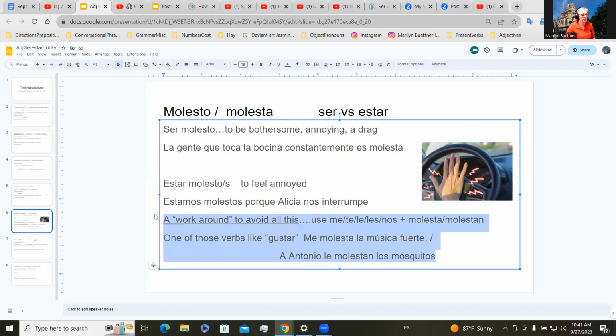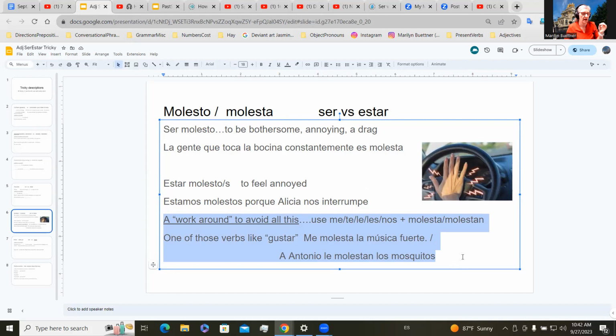So one thing the video did not talk about, but I want you to be aware of, because this is super, super common, and kind of what Claudia mentioned about that word sensato, that she prefers to use maduro, mature, instead of sensato. This is an alternate way of using the core of that word molesto. When we turn it into a verb, this is a really common way also to express the same idea. But then it becomes a thing like estar. Okay, so it's a workaround to kind of avoid that. Do I use ser or estar?